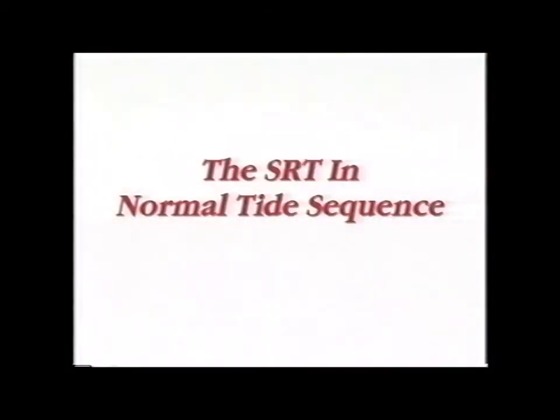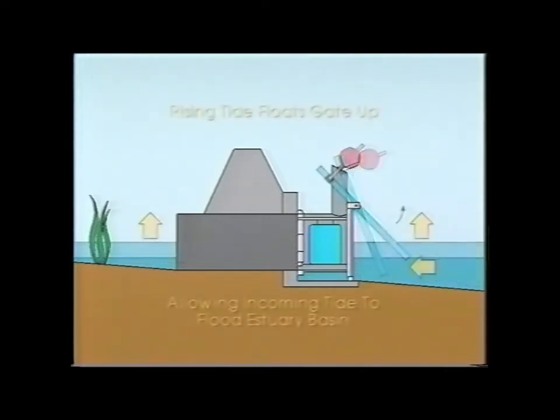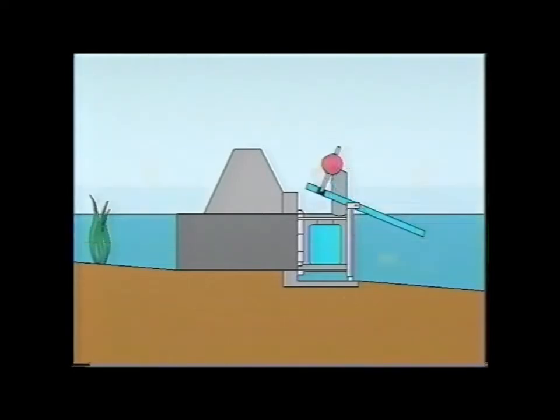The SRT in normal tide sequence. Under normal tide conditions, the SRT acts as a conventional flap gate, allowing estuary drainage. As the rising tide floats the gate leaf up, it allows the incoming tide to flood the estuary basin, as would naturally occur if the dike were not present.